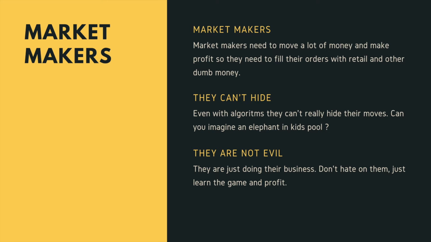Market makers also can't hide, even using smart algorithms and stuff like that. Can you imagine an elephant in the kids pool? I mean, they move so much money that it's impossible for them to hide their moves. You have to understand that market makers are not evil. They are just doing their business. They want to make the money and they're gonna make it. And they want to make the move, so they need to do it in a way that is profitable for them.